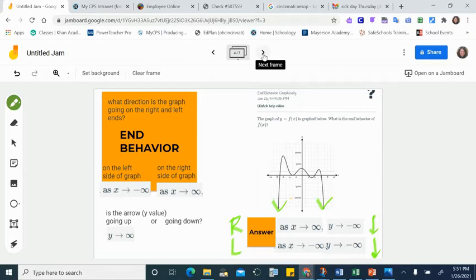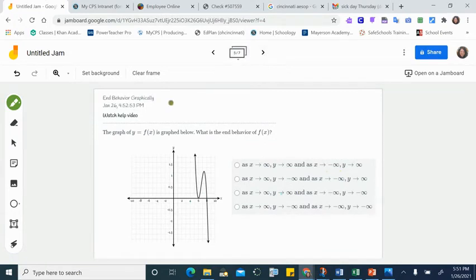So let's do one where the answers are all written out for us. We just have to find the right answer. So here's the graph, and what is the end behavior? Okay, so first of all, let's just look at the right side of the graph, over here on the right. Is this graph going up or down? Well, it's going down. As x approaches positive infinity, what's the y doing? It's going down. So we say y approaches negative infinity.